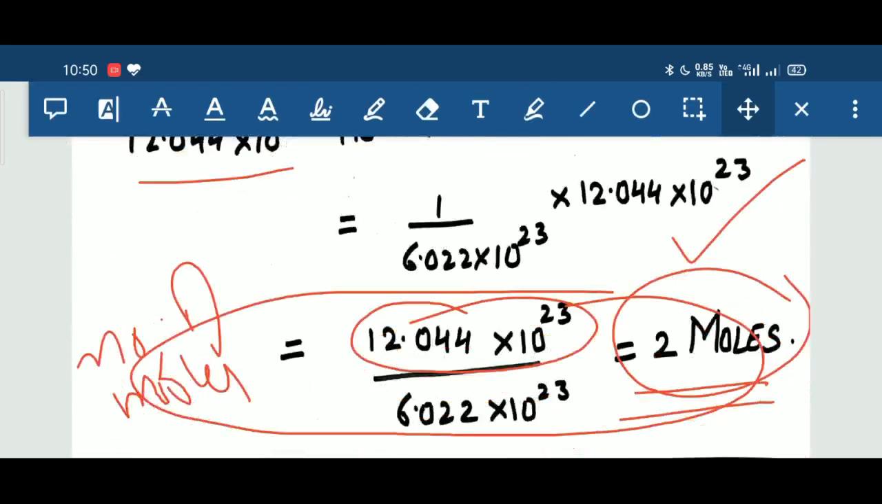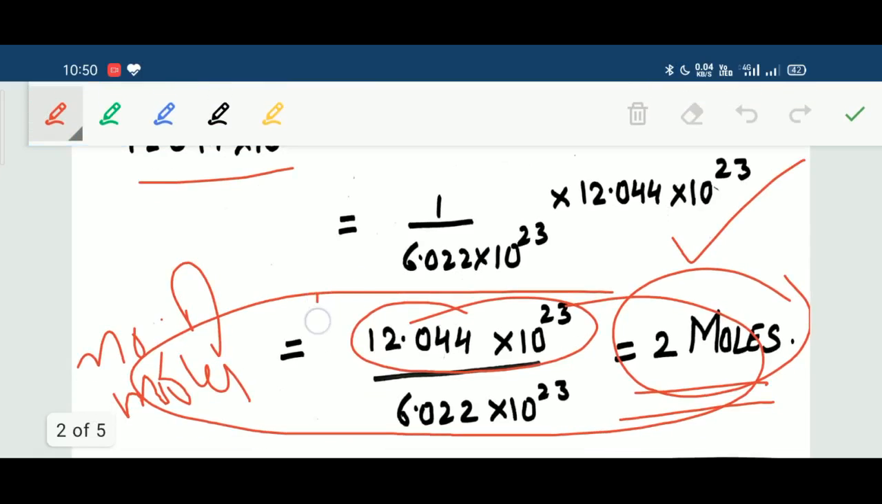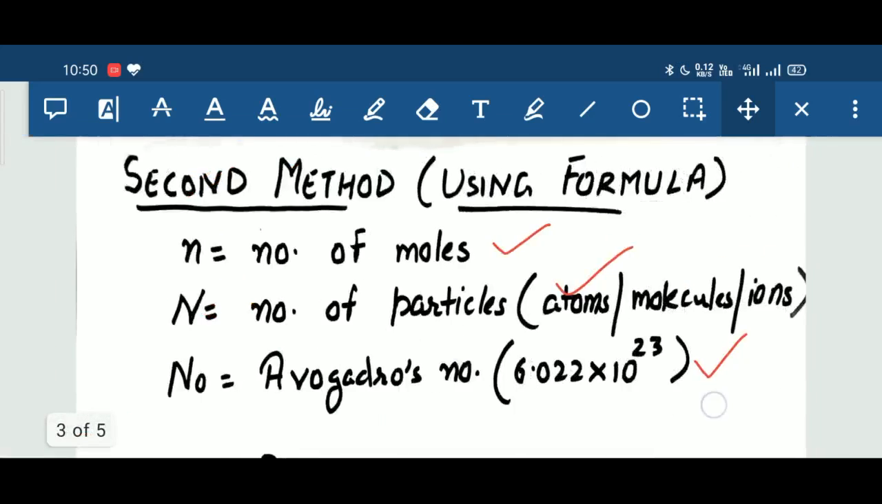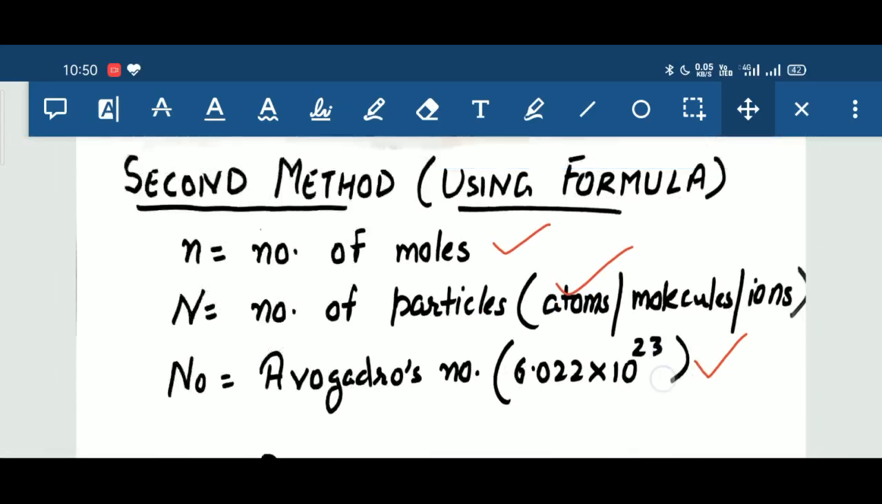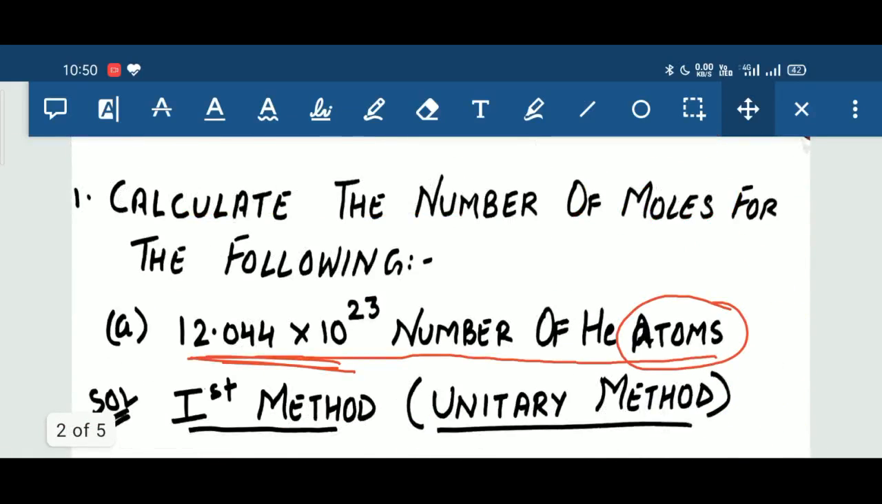That means we can write down that number of moles is equal to number of particles divided by 6.022 into 10 raised to 23, which is your Avogadro's number. So, in short, we can say number of moles can be given by N, that is number of particles, divided by Avogadro's number. So in this way, we have derived this formula, that is the relation between number of moles and number of particles. So once again, using this formula to solve this question, here in this case, we are given capital N, that is 12.044 into 10 raised to 23, and we have to find small n.